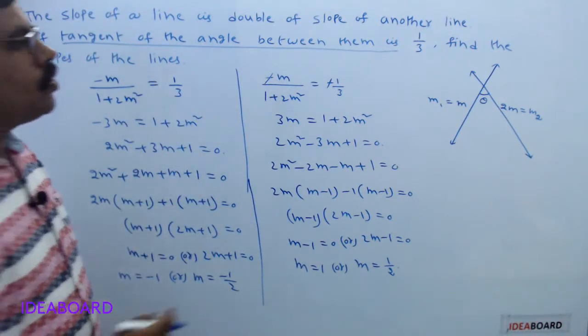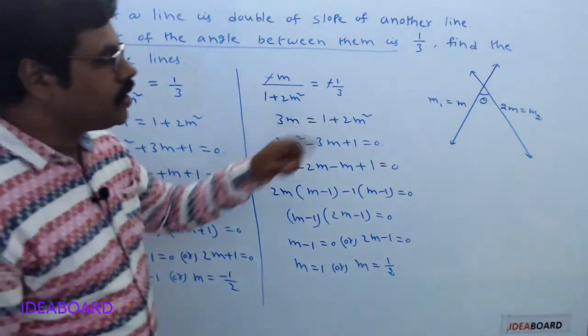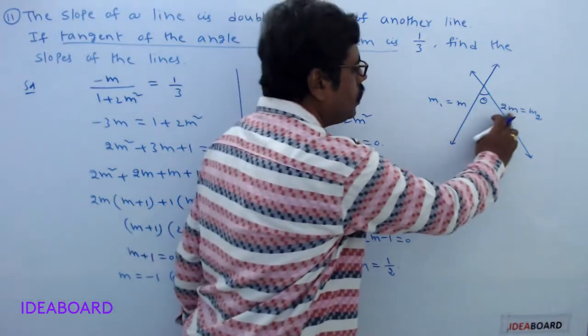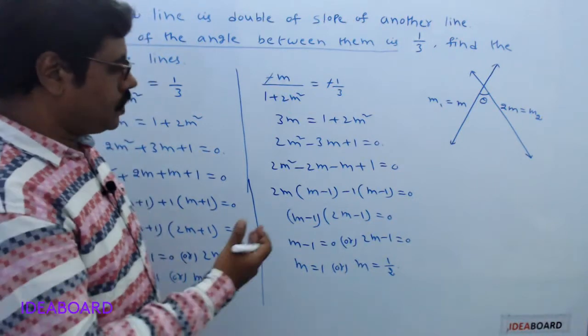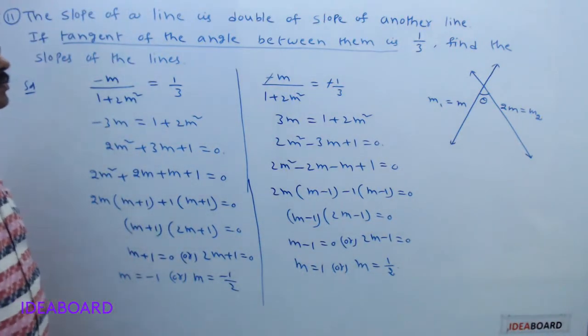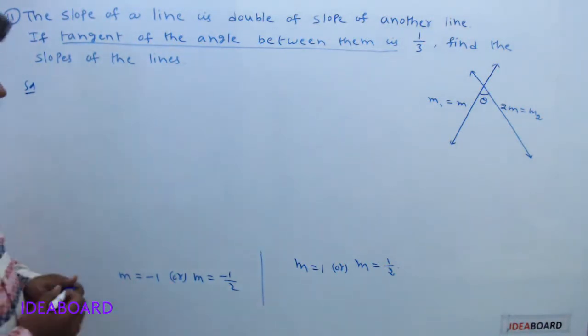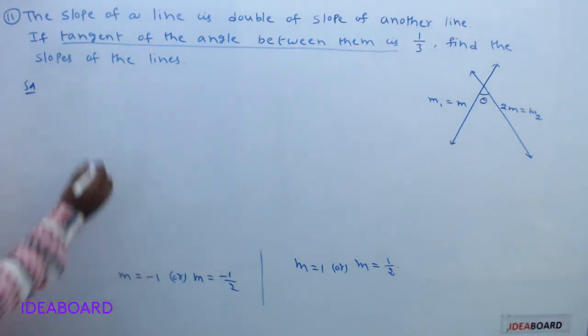Now here we need the slopes of the lines. In the beginning of the problem, what is your assumption? m and 2m are the slopes of the lines. Then write down the conclusion. Now write down the conclusion. First take the value of m as minus 1.